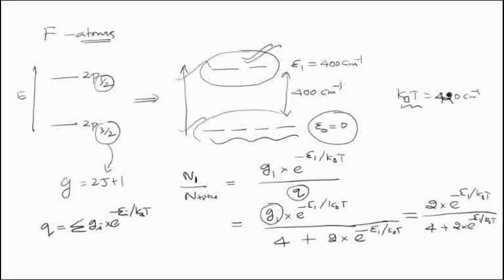அதனால கிரவுண்ட் லெவலுக்கு வரேன். கிரவுண்ட் லெவலுக்கு டிஜெனசி 4. ஸோ கிரவுண்ட் லெவலுக்கு டிஜெனசி 4 சப்ஸ்டிட்யூட் பண்ணிடுறேன். கிரவுண்ட் லெவலோட எனர்ஜி 0. அப்போ 0 போட்டீங்கன்னா 0 by kBT is 0, e power 0 is 1, கரெக்ட்? அதனால அங்கே டைரக்டா 4ன்னு போட்டேன். பிளஸ் செகண்ட் லெவல் போங்க. செகண்ட் லெவலோட டிஜெனசி 2, e power minus செகண்ட் லெவலோட எனர்ஜி E1 by kBT அப்படி எழுதிக்கிட்டேன்.